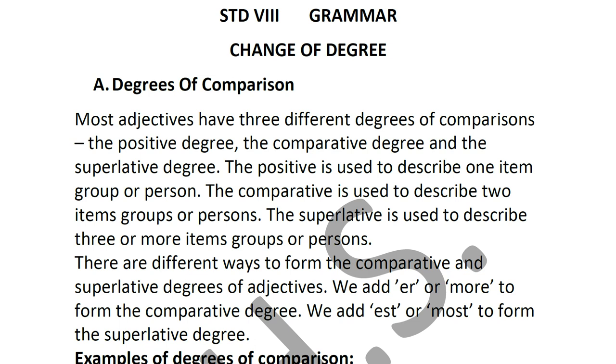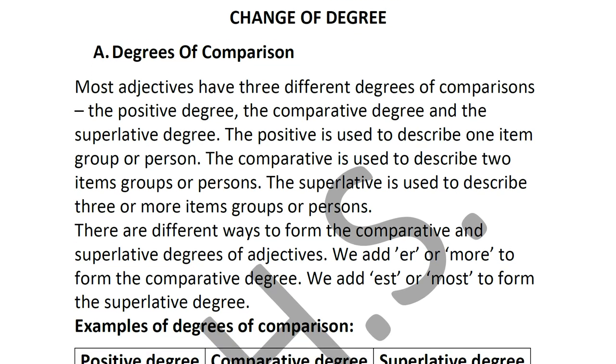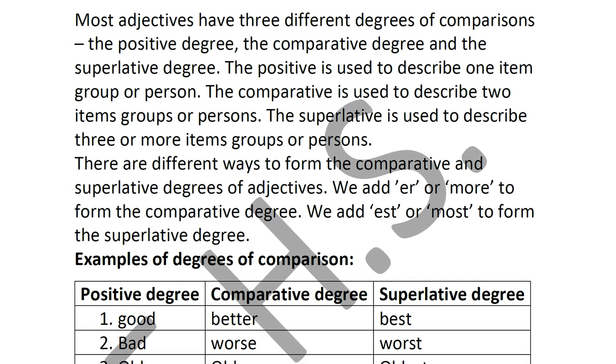Clear? So I'm just reading it out, just what I just explained. Most adjectives have three different degrees of comparison: the positive degree, the comparative degree, and the superlative degree. The positive is used to describe one item, group, or person. The comparative is used to describe two items, groups, or persons. And the superlative is used to describe three or more items, groups, or persons. Now this is just what I explained.